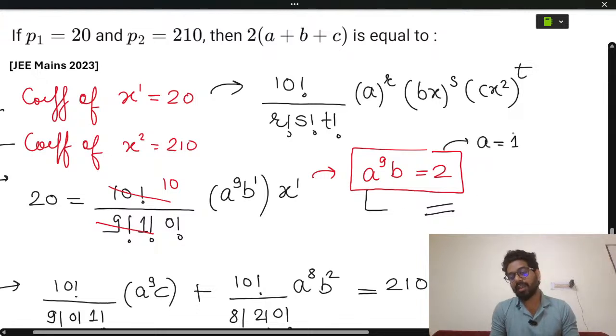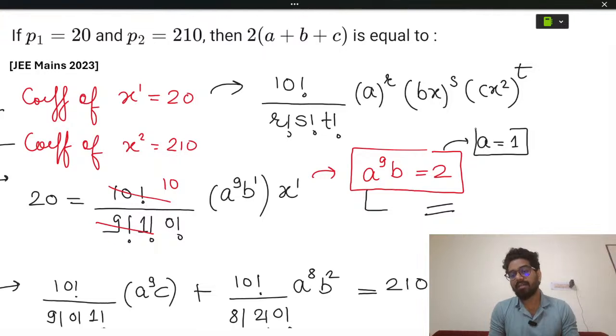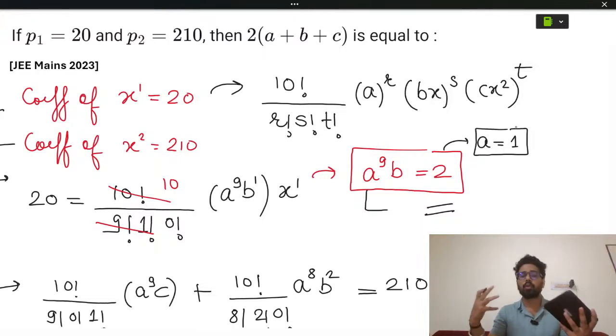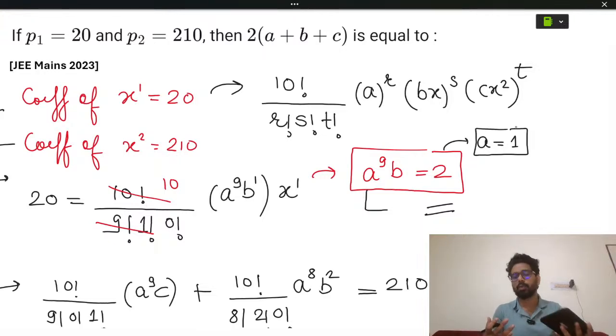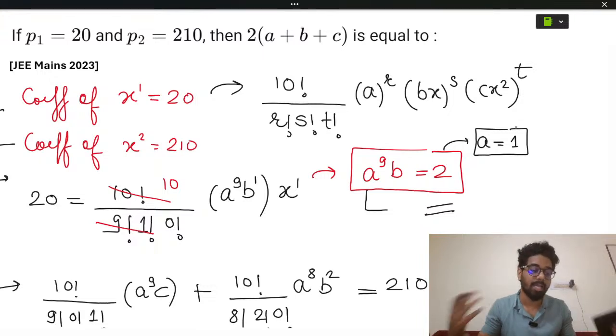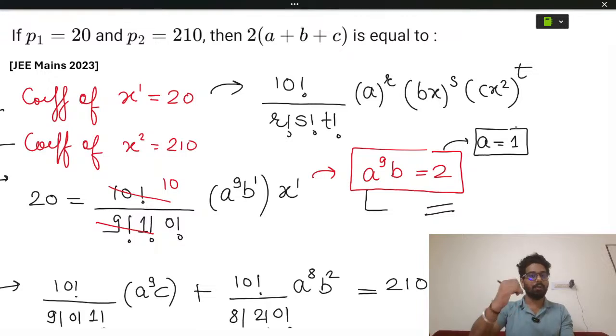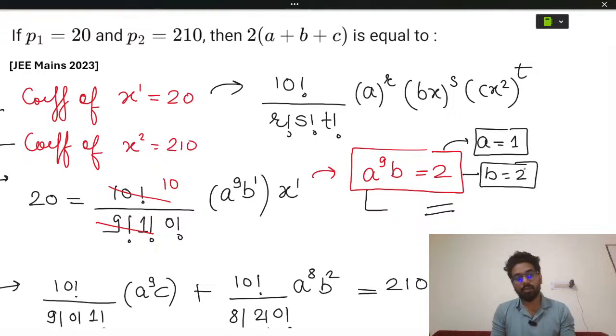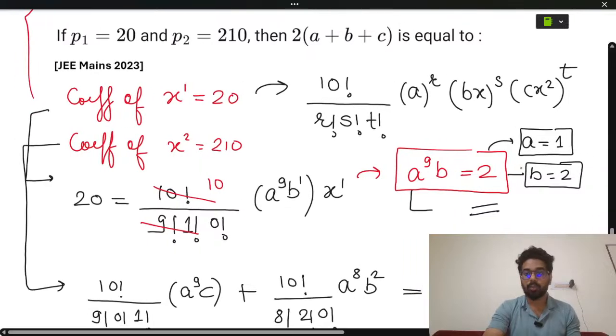So this is where most of the students got stuck. Sir, now 3 equations, 2 variables. Now what? Read the question again if you ever get stuck in the examination, guys. So a equals 1. Got it? Now if a is equal to 1, directly b is equal to 2.